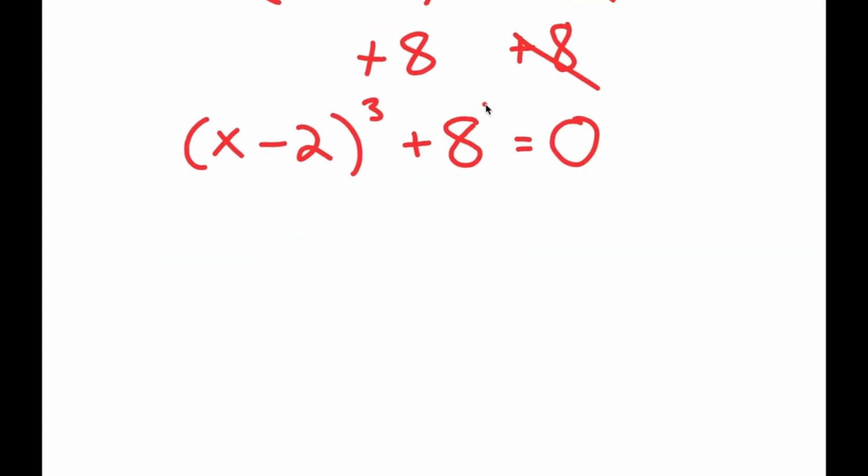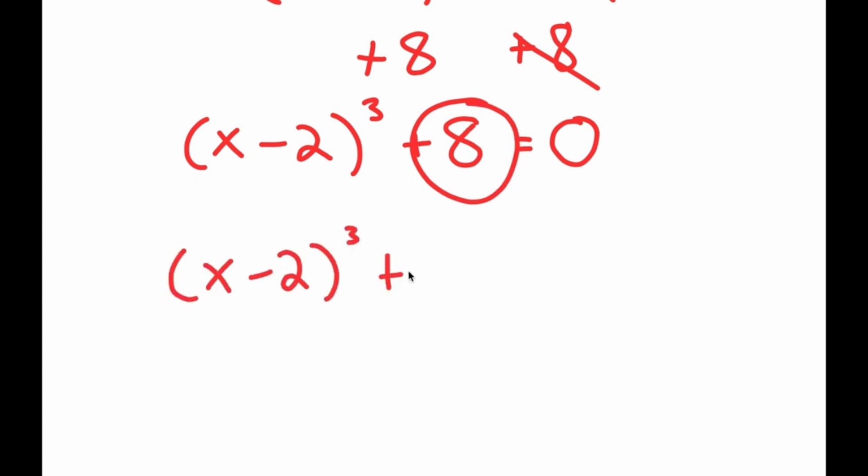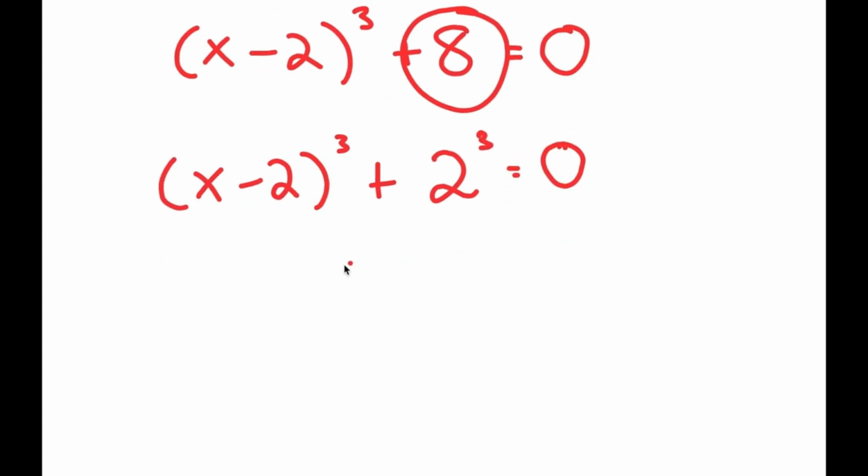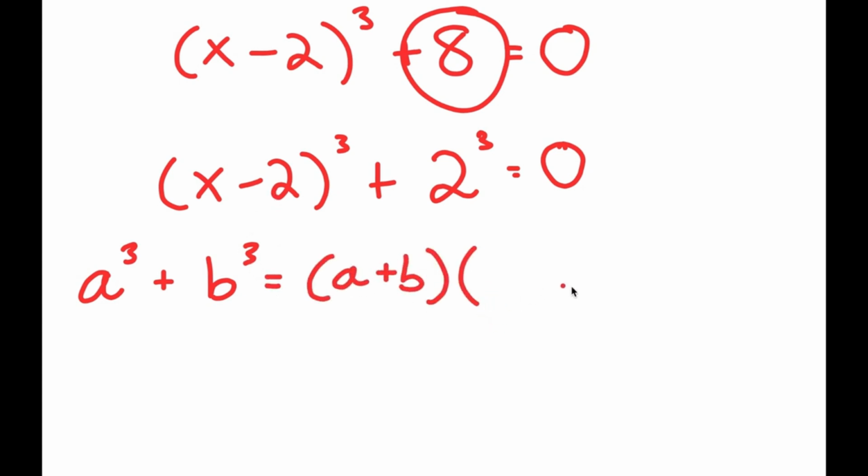Now from here, I can rewrite 8 as 2^3. So I have (x - 2)^3 + 2^3 = 0. And the reason I did that was because if I have something in the form a^3 + b^3, this is equal to (a + b) times (a^2 - ab + b^2).